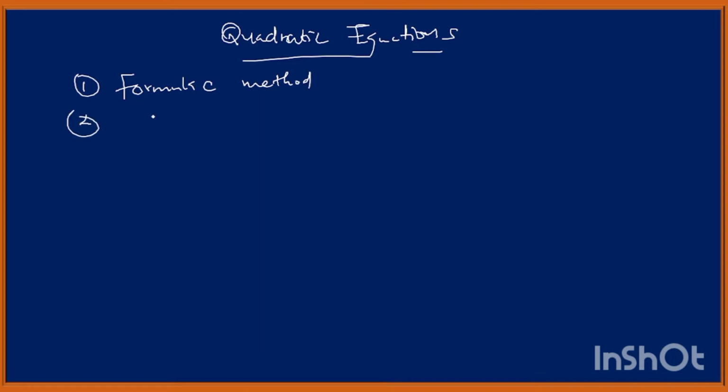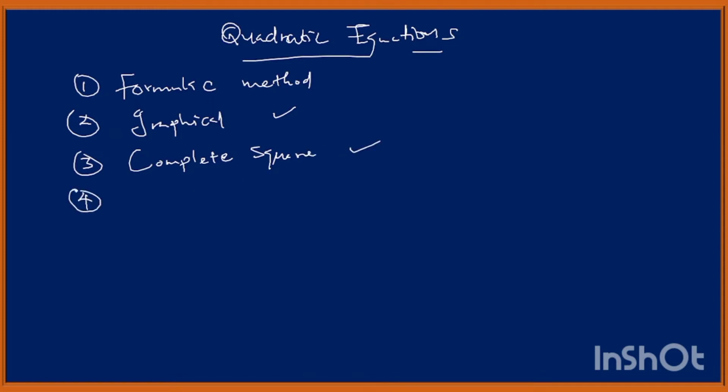We have what is called the graphical method. We have what is called the completing the square method. And we have what is called the factorization method.